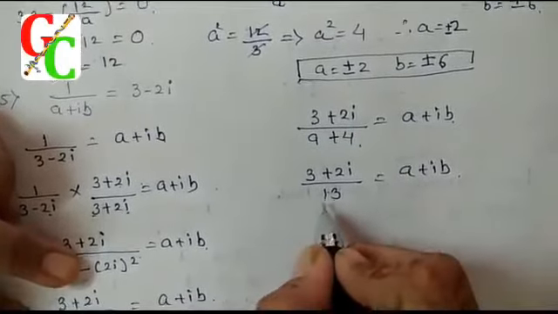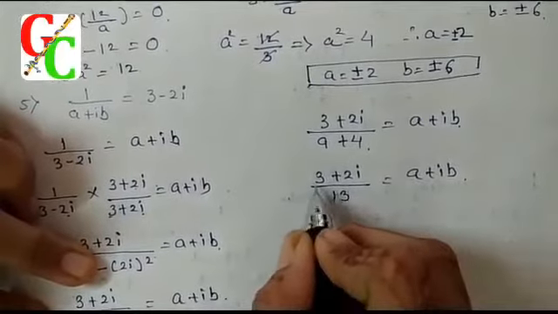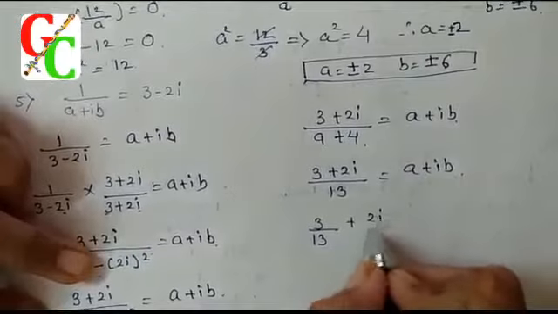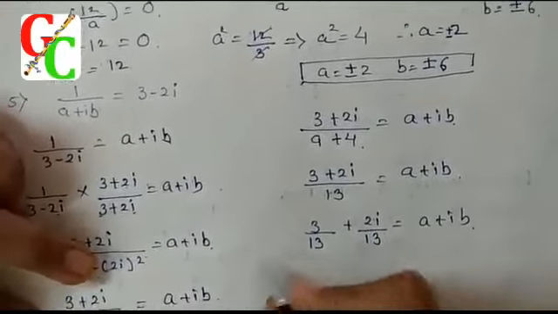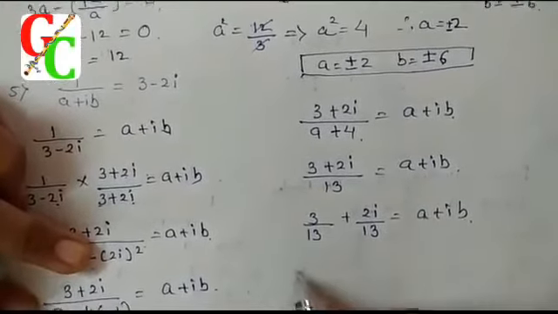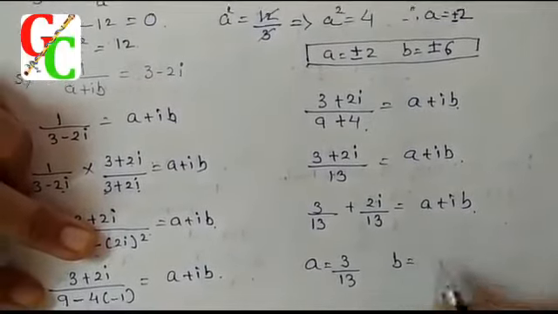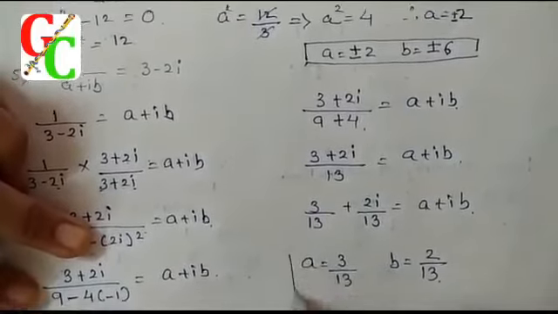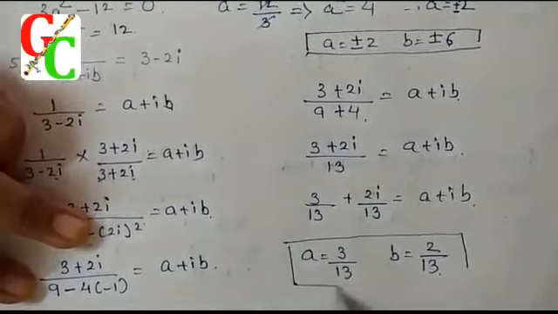We separate the value of each. So 3 upon 13 plus 2i upon 13 is equal to a plus ib. So by comparing this, a is 3 upon 13 and b is equal to 2 upon 13. So this is our answer: a is 3 upon 13 and b is 2 upon 13.